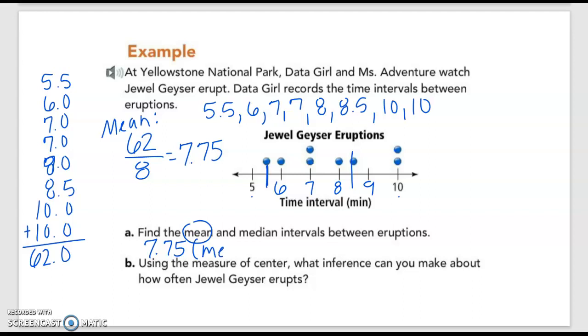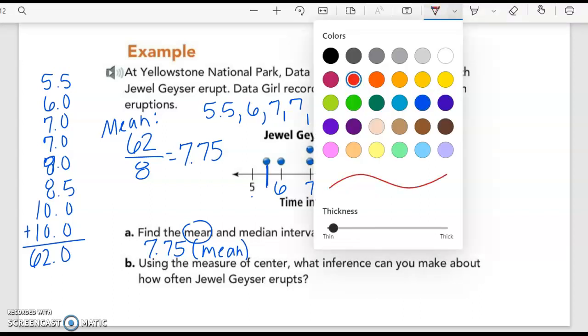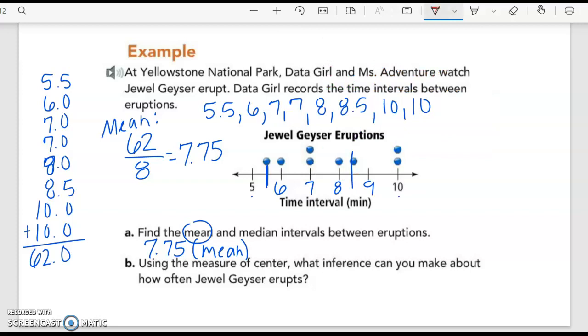Remember, median is the middle number. So we see we have our numbers in order from least to greatest. Now we're going to find our middle number. Since we have an even set, there will be 2 middle numbers. So we have 1, 1, 2, 2, 3, 3. Our middle 2 numbers are 7 and 8.